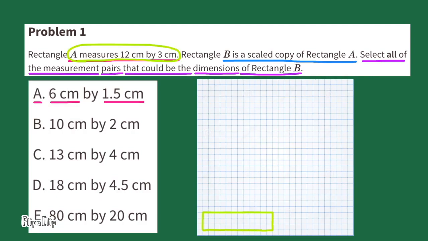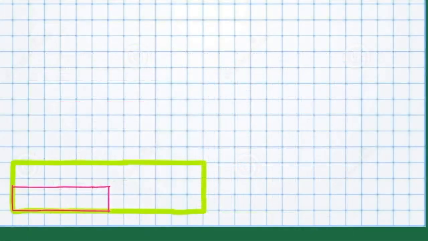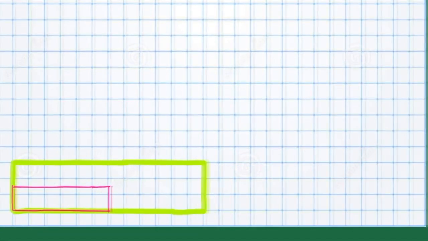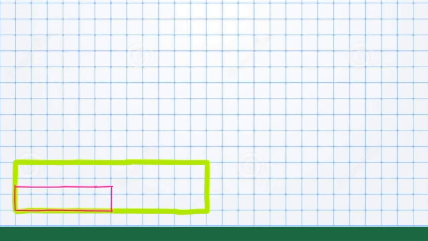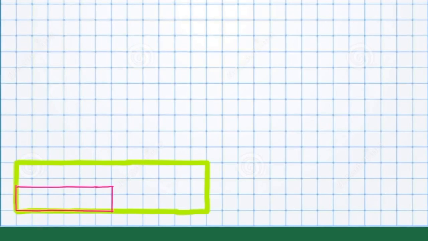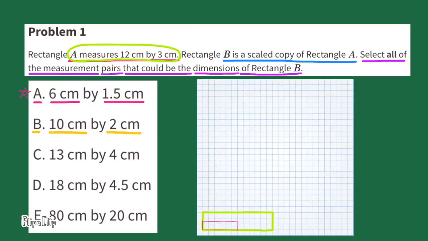First, I'll start by drawing rectangle A, 12 centimeters by 3 centimeters. And inside it, I'll draw the first rectangle, 6 centimeters by 1.5 centimeters. And right away, I notice that 6 centimeters is exactly half the length of 12 centimeters, and 1.5 centimeters in height is half the height. So this could be rectangle B.